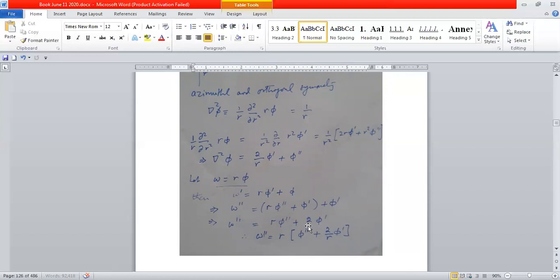And see, these two begin to resemble each other. And so I've got a very nice relationship. d2W dr square is r times d2 phi dr square plus 2 over r d phi by dr. So this thing I'm just going to write as d2W dr square. And I'm going to take this r on that side.